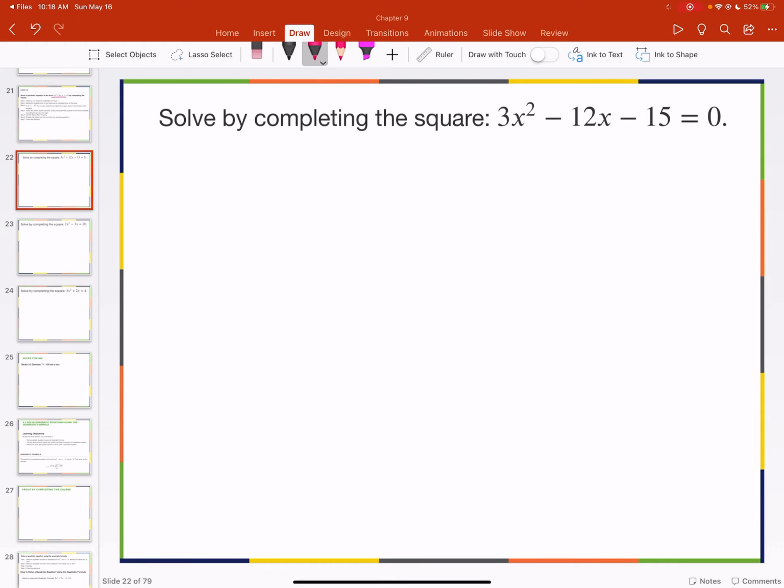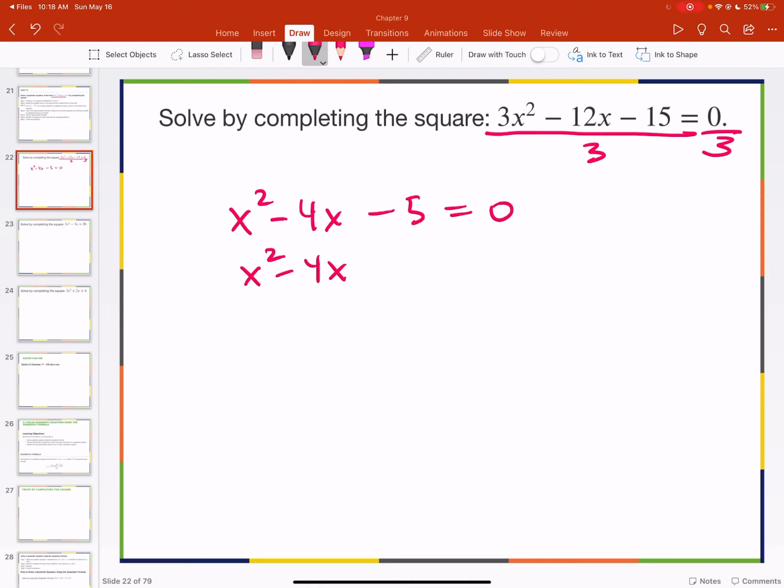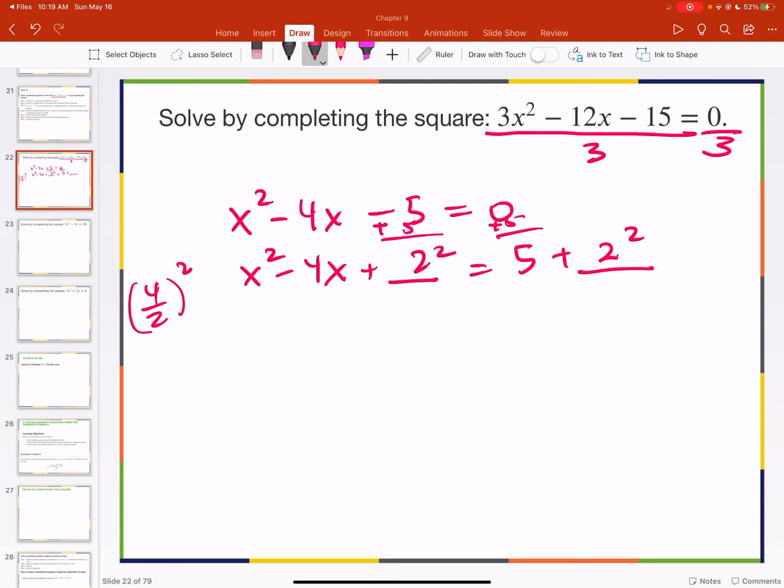So first we have to divide everything by 3. So that's going to give you x squared minus 4x minus 5 is equal to 0. So this is x squared minus 4x plus something is going to equal 5, because I moved this 5 over, plus something. Half of 4 and square it, that's just 2 squared to both sides. So this is going to be x minus 2 squared is equal to 9.